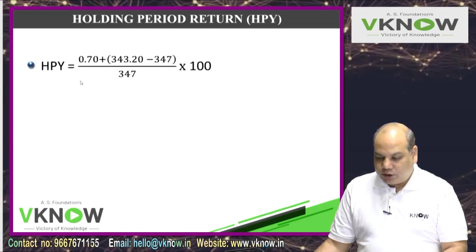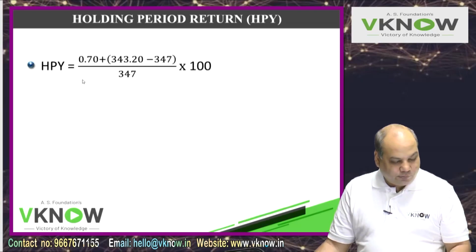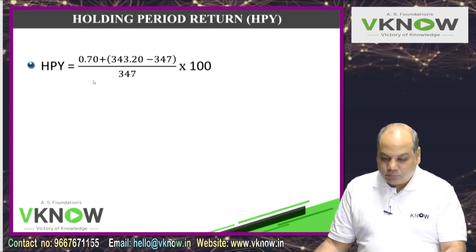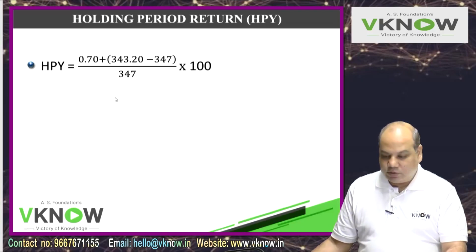Solve. HPY is equal to, keep the question in front of you, 0.70 plus bracket 343.20 minus 347 upon 347 into 100 to get percentage. Solve and give me the answer.